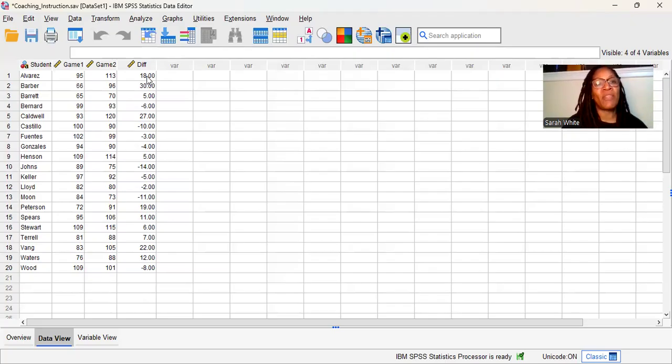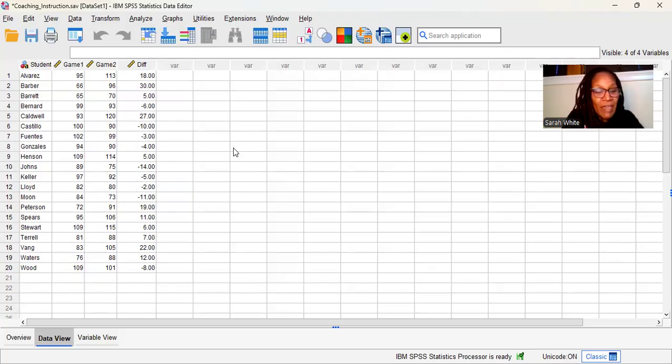And I want to mention that typically one of our first steps, before we even run a paired samples t-test, is to check for normality of the difference between the two scores. We would then run a histogram to check that there's a normal distribution. However, for the purposes of this assignment, we're going to go ahead and assume that we've met that assumption for normality. So now let's get into our hypothesis.